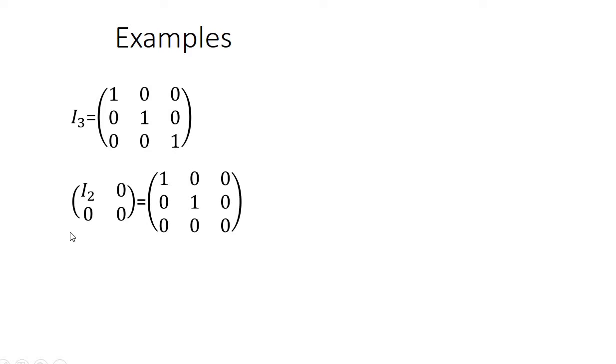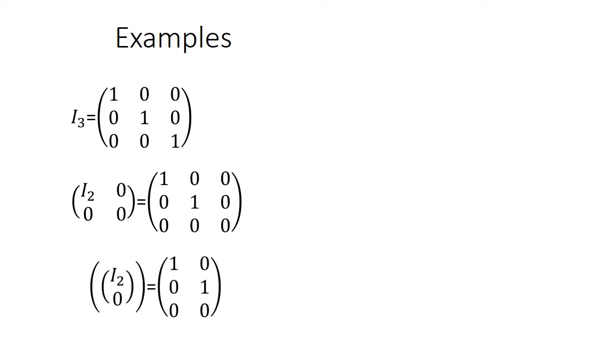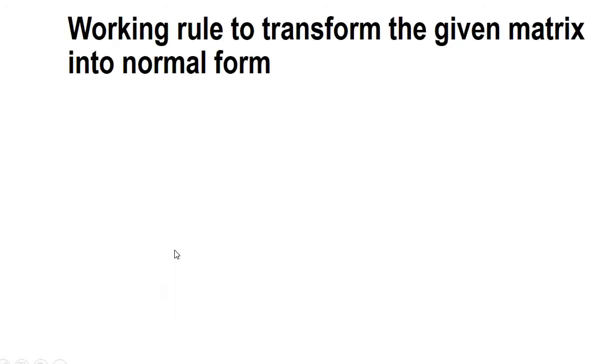And this another example is I2 0. Again here also I2 is 1 1 0 0. This is the matrix 1 0 0 1, and below it a row of 0 is there. So this 0 is nothing but 0 0. Okay, so these are the few examples of I_r 0 0, I_r 0, and similarly we can have different patterns also. So now let me explain the working rule to transform the given matrix into normal form.